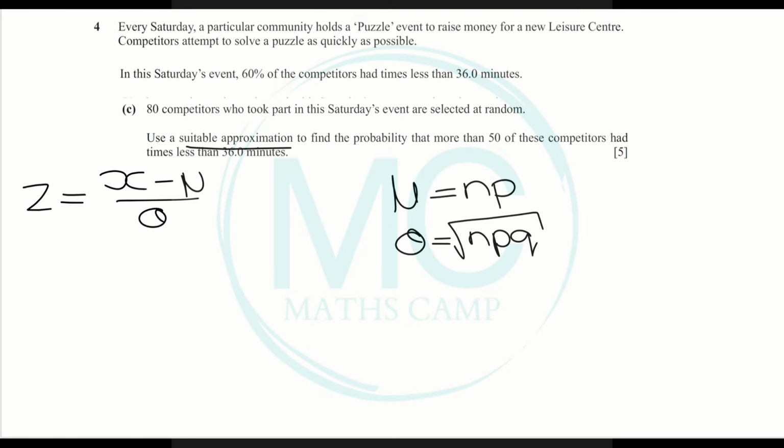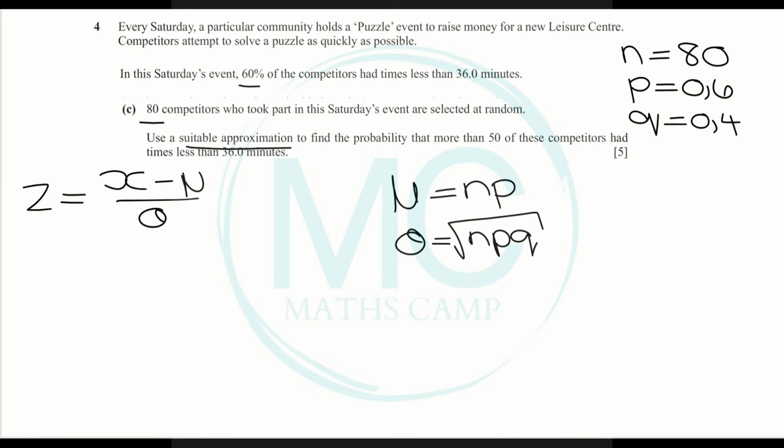The question tells us we are working with 80 competitors. So N is equal to 80. P is the probability. We already know that this is 60%. So P is equal to 0,6. And Q is equal to 0,4.